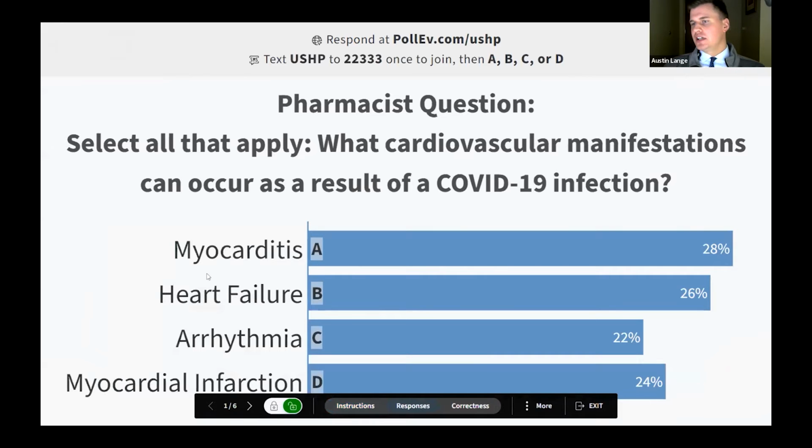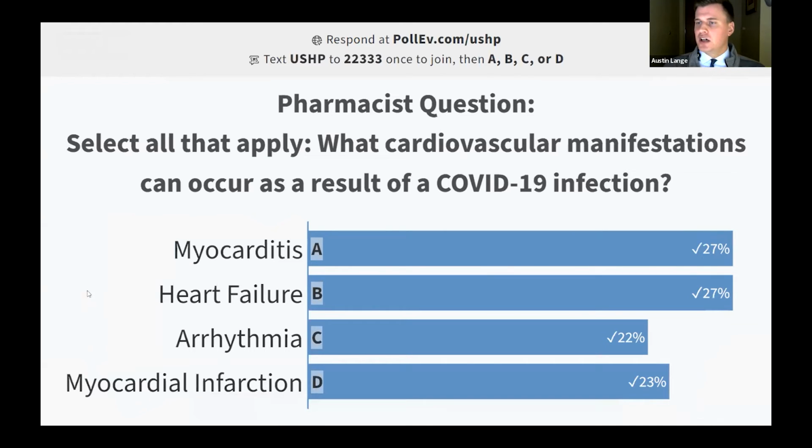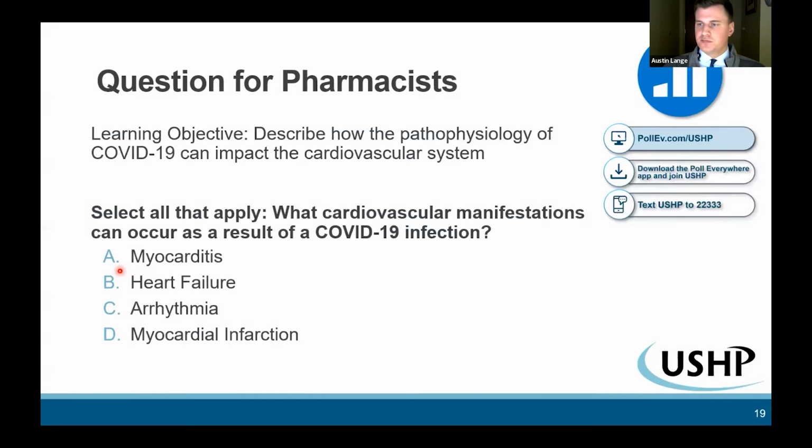So most people correctly answered all that apply. It says 28%, but it should be 100% for all. COVID-19 has the ability to cause all of these. So we'll talk about each one a little bit in depth, and we can talk a little bit more about that in the slides to come. Oh, I meant to hit the next button.